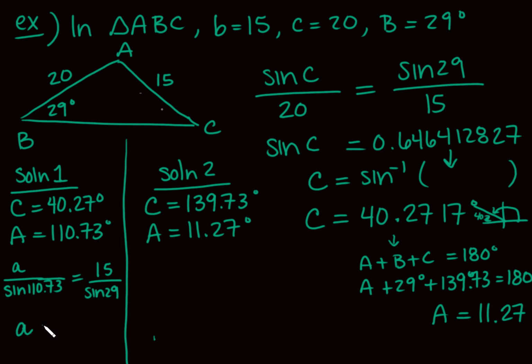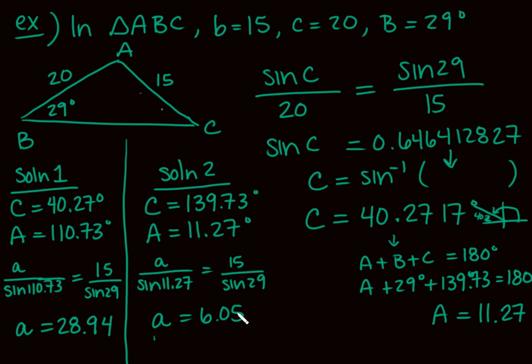Excuse me. All this talking makes my voice kind of tired. So I get little a to be 28.94. I'm going to do the same thing over here, except I'm going to use my other possibility for A, 11.27. But I can use the same thing for B. B is the same in both triangles. So 15 times the sine of 11.27 divided by the sine of 29. And in this case, little a is 6.05. So these are my two solutions to this triangle.